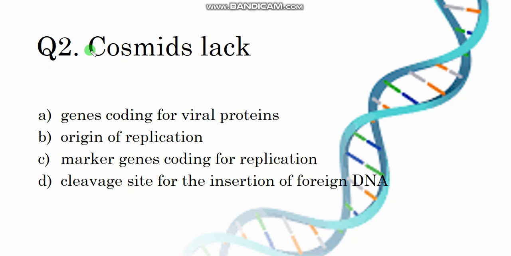Coming to question number 2. Cosmids lack: option A, genes coding for viral proteins; option B, origin of replication; option C, marker genes coding for replication; option D, cleavage site for the insertion of foreign DNA. Here cosmids lack genes coding for the viral proteins.